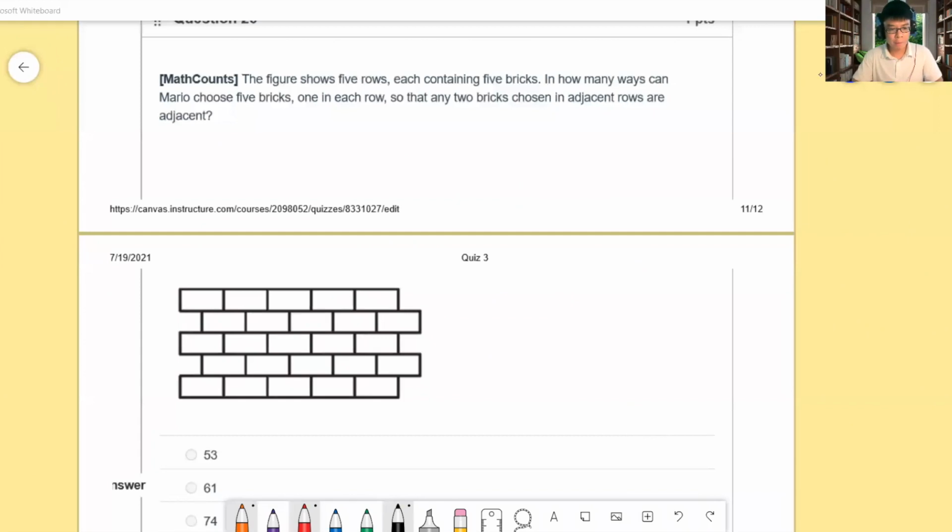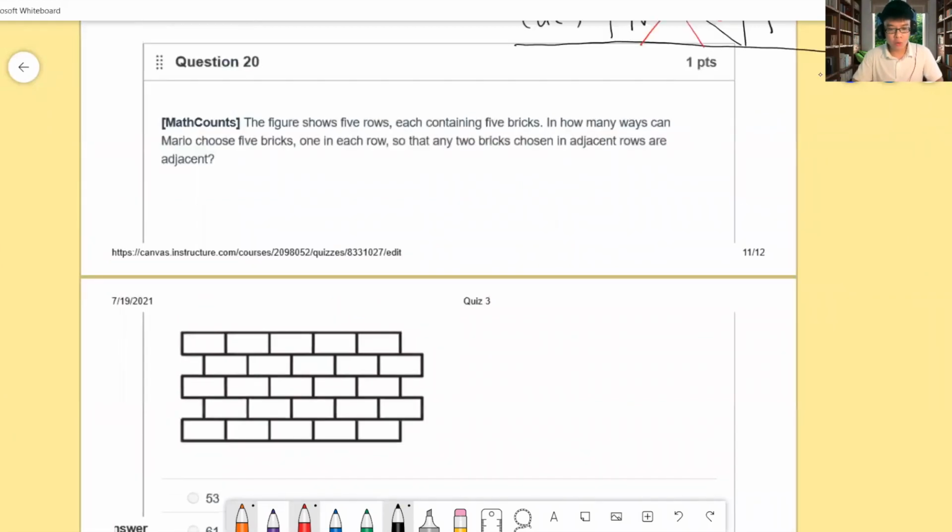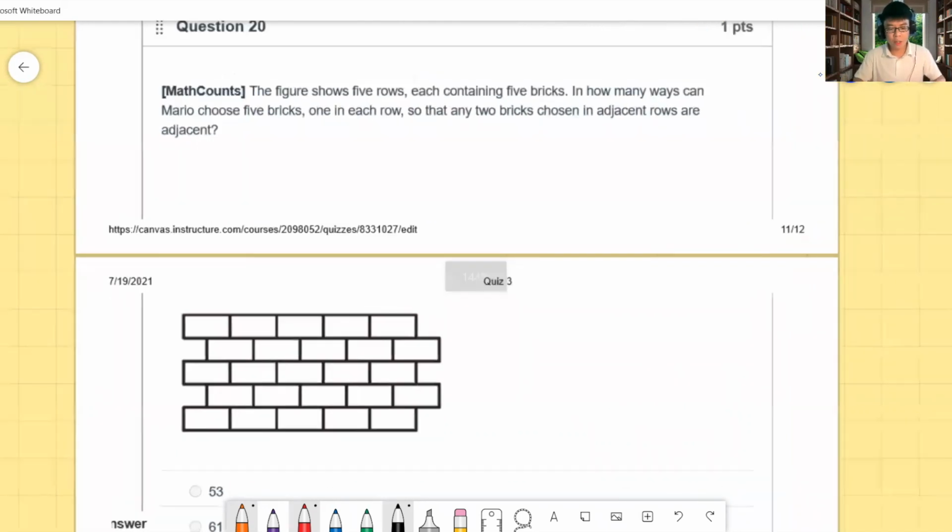Question 20. The figure shows 5 rows, each containing 5 bricks. In how many ways can Maria choose 5 bricks, one in each row, so that any 2 bricks chosen in adjacent rows are adjacent? So basically we need to find a path from the first row to the 5th row, and the consecutive bricks are adjacent. So here, let me do the following.